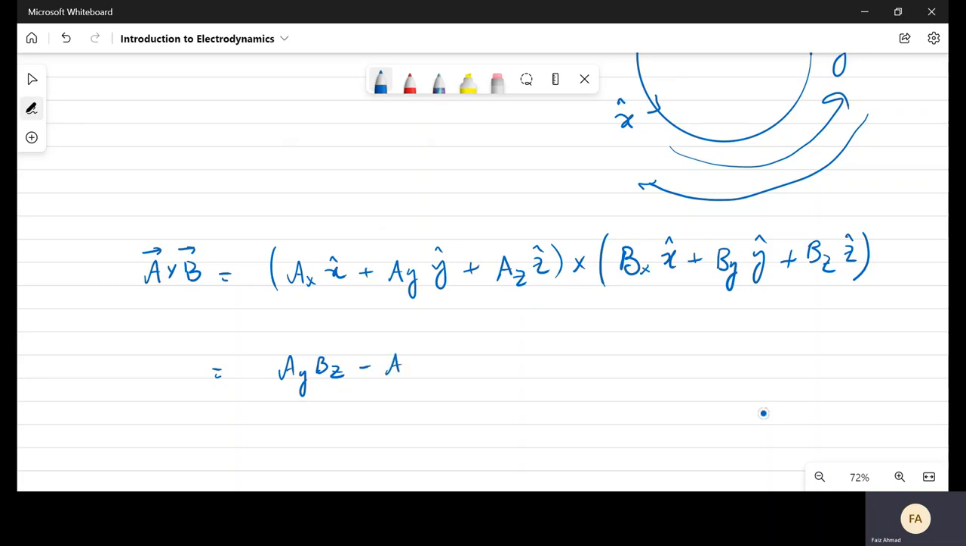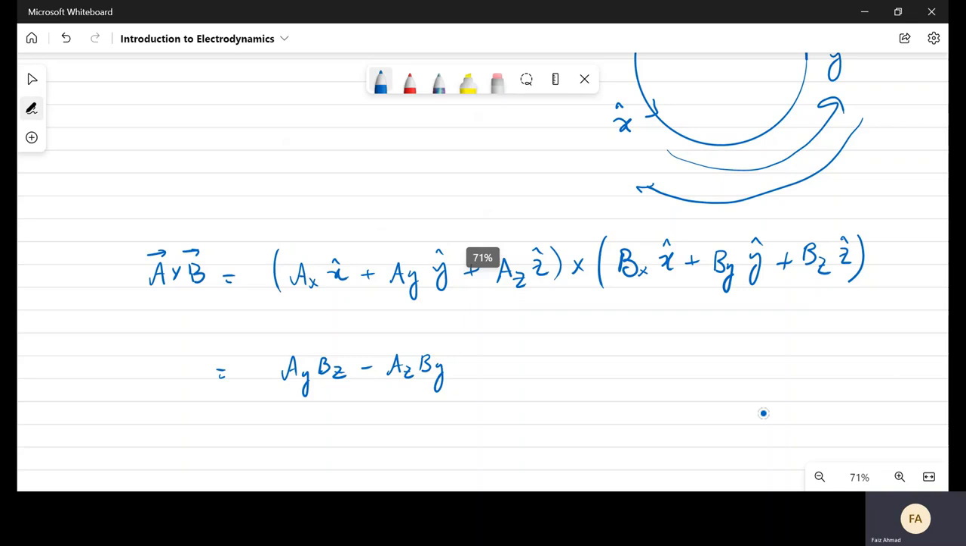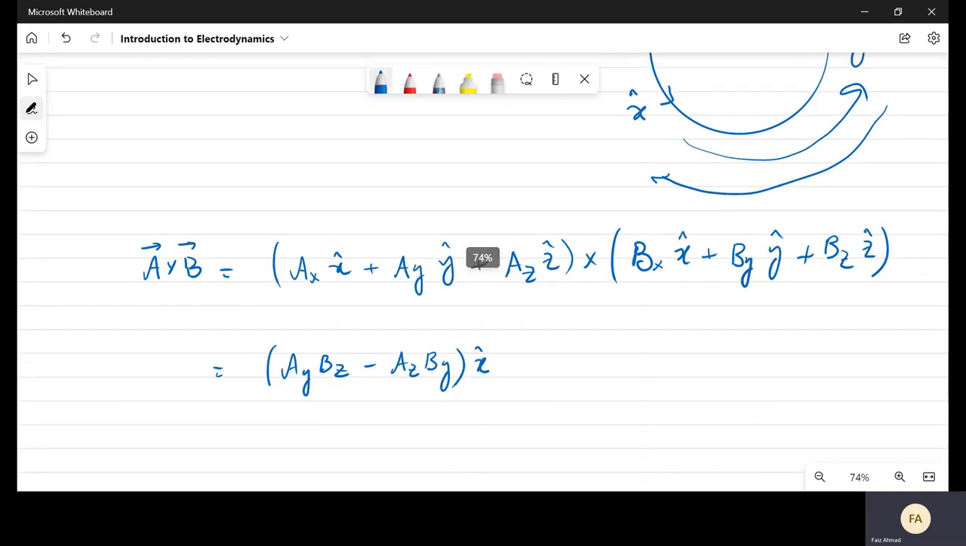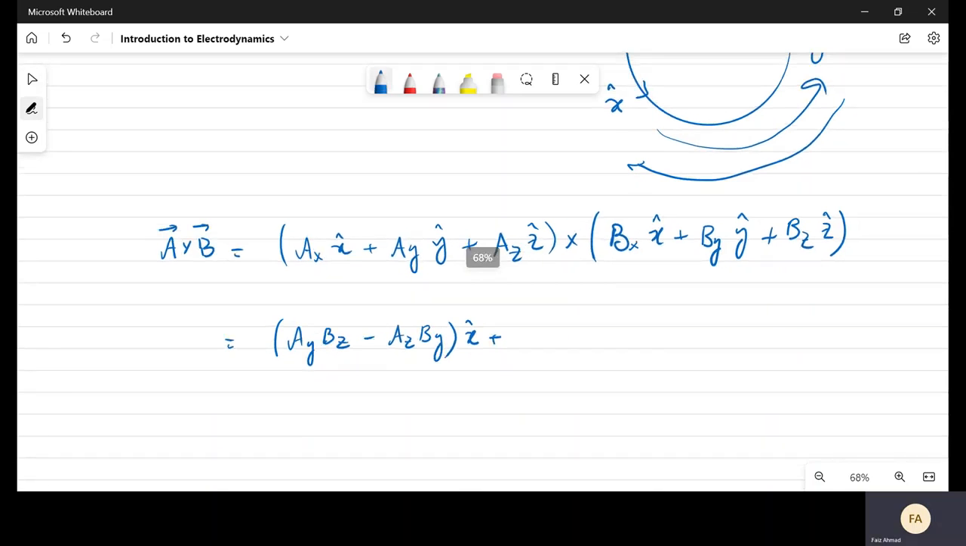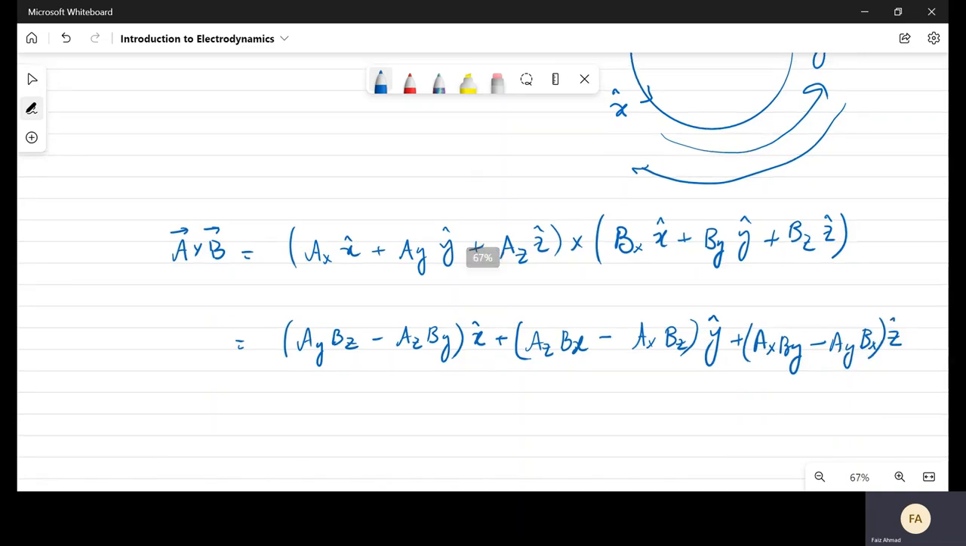(ay bz minus az by) with unit vector x, then plus (az bx minus ax bz) y unit vector, plus (ax by minus ay bx) z.